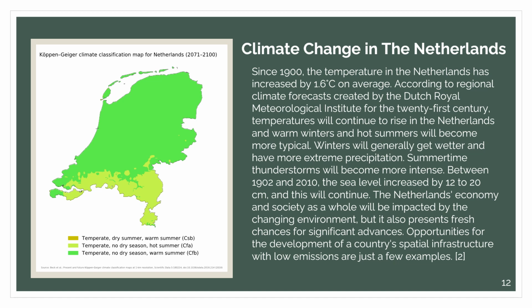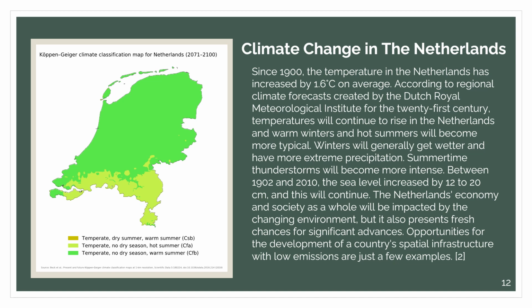Winters will generally get wetter and have more extreme precipitation. Summertime thunderstorms will become more intense. Between 1902 and 2010, the sea level increased by 12 to 20 centimeters, and this will continue. The Netherlands' economy and society as a whole will be impacted by the changing environment, but it also presents fresh chances for significant advances. Opportunities for the development of a country's spatial infrastructure with low emissions are just a few examples.